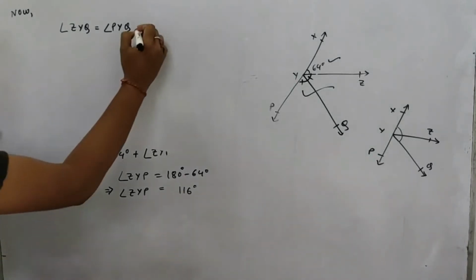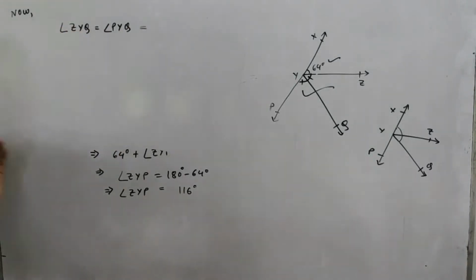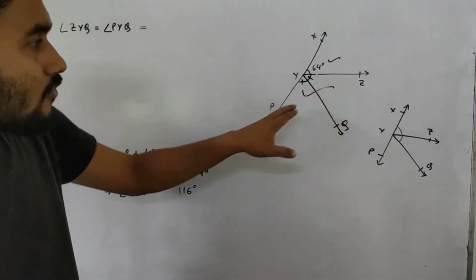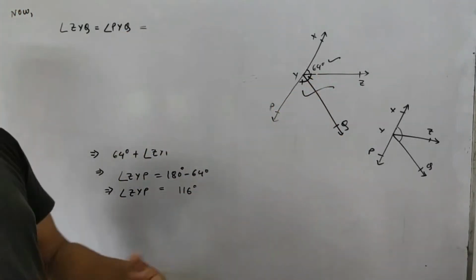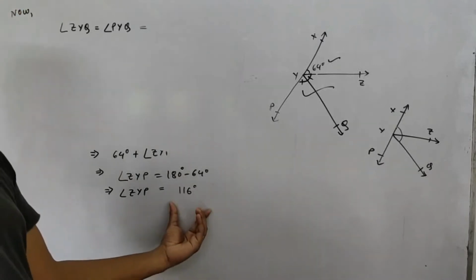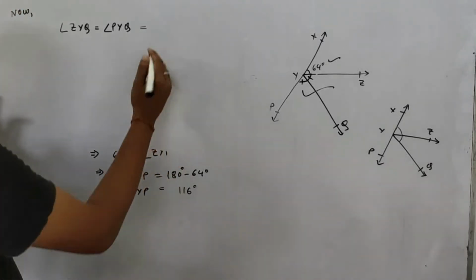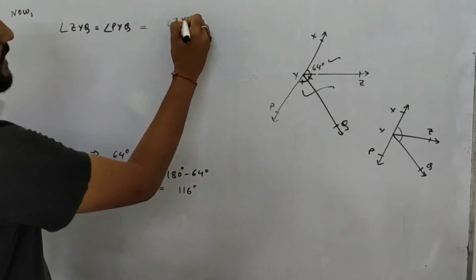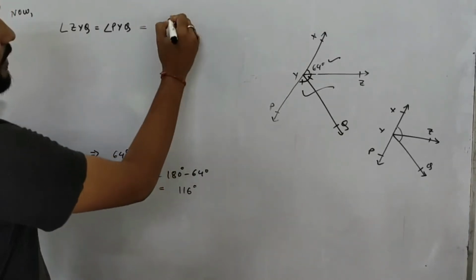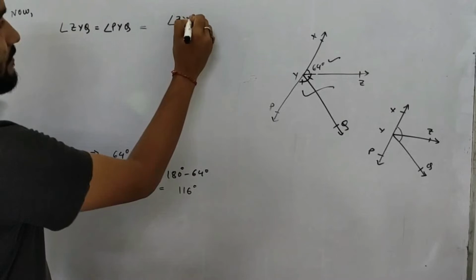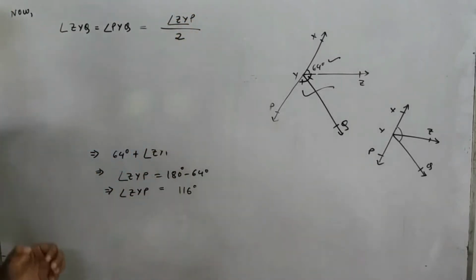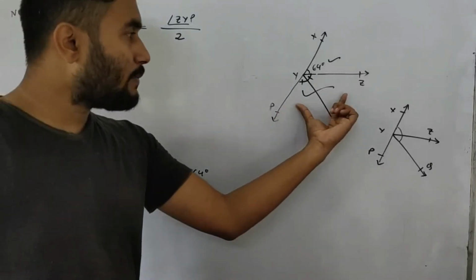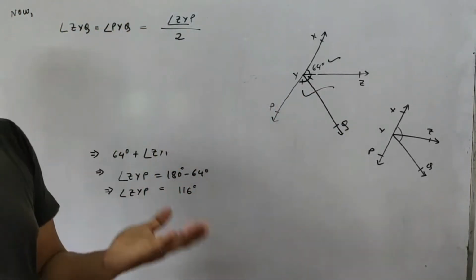116 degrees, right? So now angle ZYQ, this angle and this angle will be equal, but how much? Half of this complete angle, like 60 degrees divided by 2, 30, 30. Over here, what value is there? 116. So you can write, this will be angle ZYP by 2, isn't it? The whole complete angle is divided in 2 parts. If this whole complete angle is 60 degrees, then 60 by 2, 30, 30.